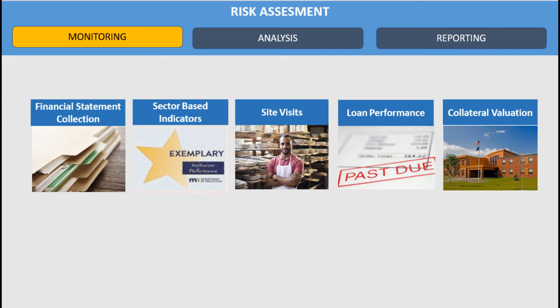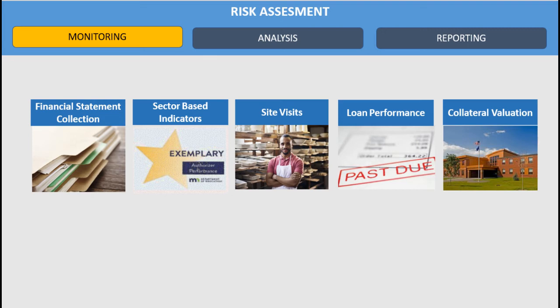Examples are vacancy rates for commercial real estate projects, academic performance for charter schools, or energy production reports for solar farms. Site visits help complement the financial statement analysis as it helps the credit analysts get the story behind the numbers and also get insights into the business outlook. It also helps lenders review the condition of the collateral and local market trends and help assess if a reevaluation of the collateral is needed if there are substantial changes observed.